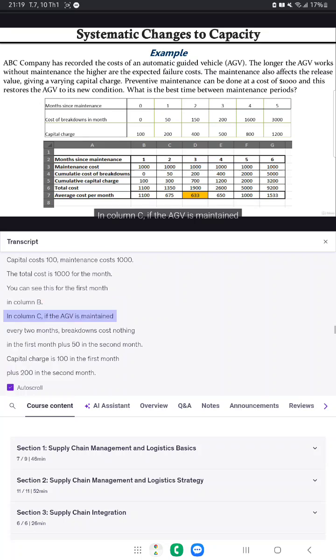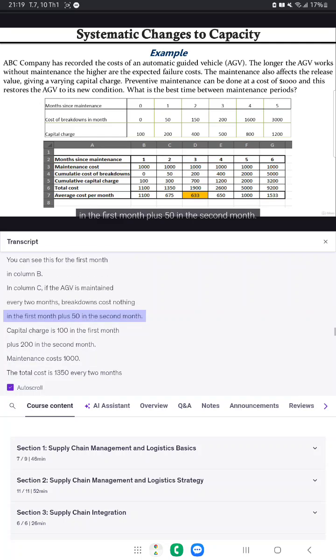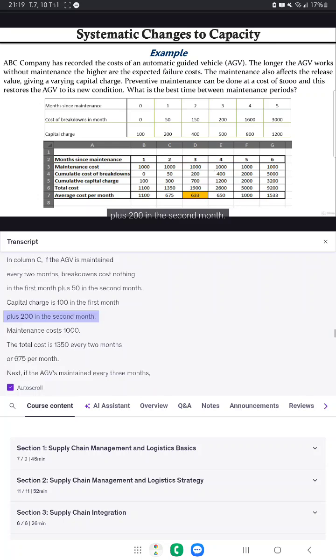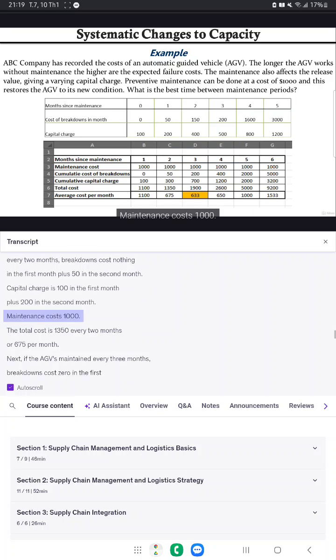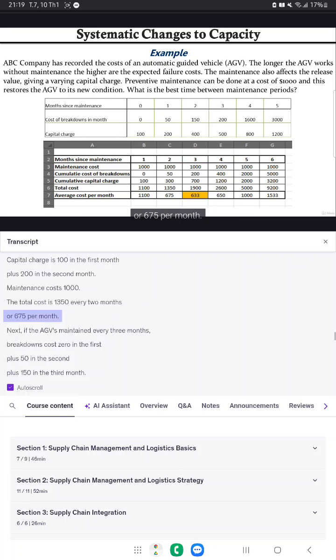In column C, if the AGV is maintained every 2 months, breakdowns cost nothing in the first month plus 50 in the second month. Capital charge is 100 in the first month plus 200 in the second month. Maintenance costs 1000. The total cost is 1350 every 2 months or 675 per month.